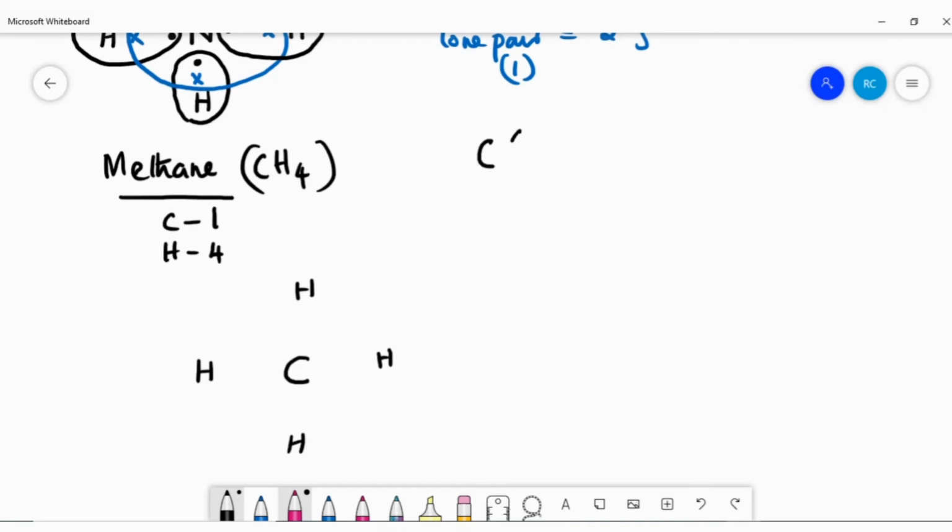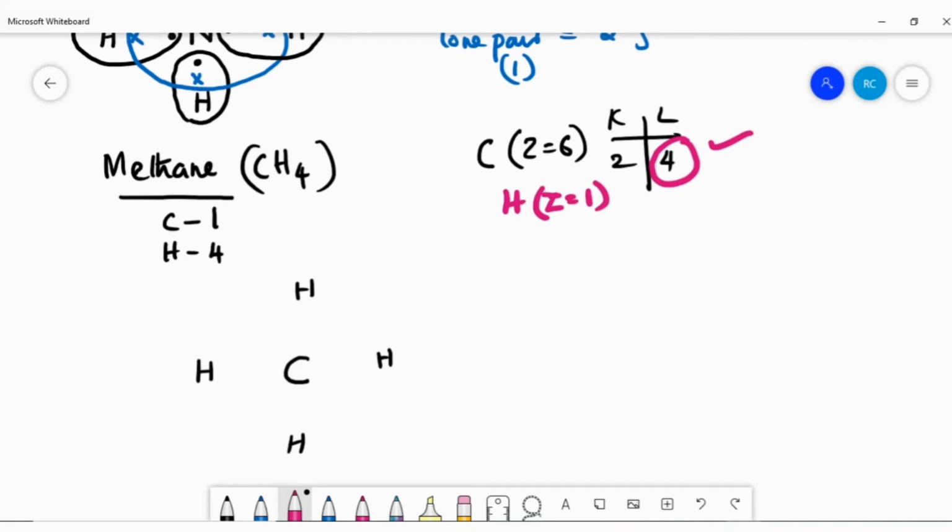Now carbon's atomic number is 6. So the electron configuration you already know, that is 2, 4. So we need to satisfy only the valence electrons. So we are taking only the 4 valence electrons, and hydrogen, as you already know, the electron is 1. Now around the carbon atom we need to represent the valence electrons. So there are 4 valence electrons in carbon, so we are going to represent it by using 4 crosses. For hydrogen atom we need to represent only 1 electron, that you can put like a dot.